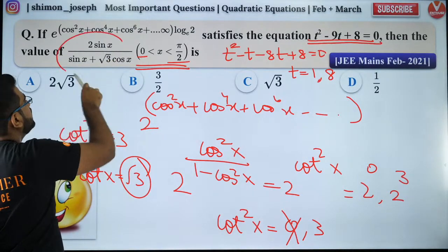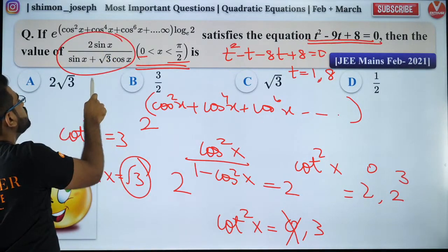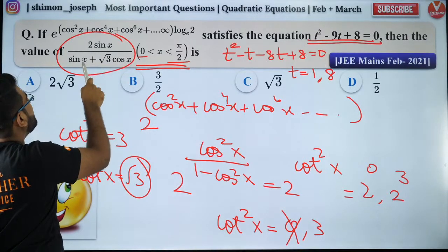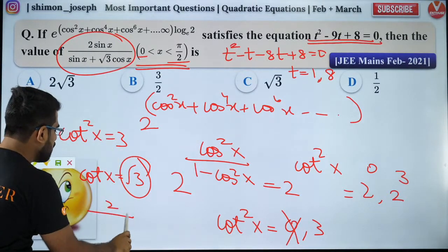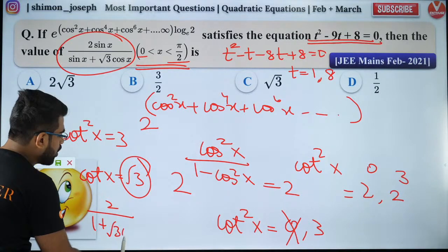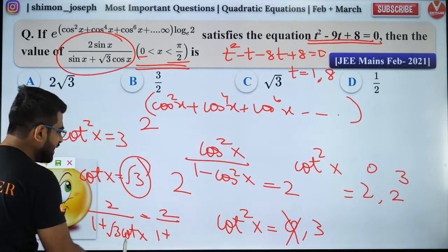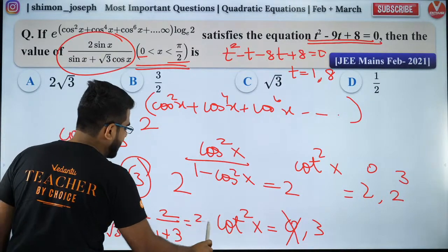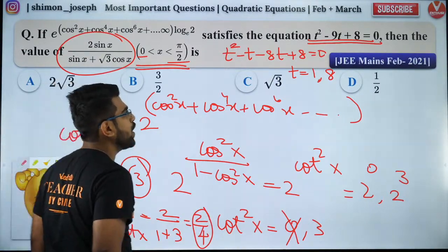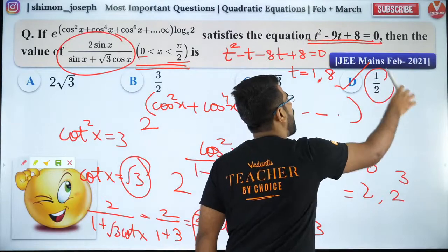Now divide. This is what you have to find out. Divide numerator and denominator by sin x. So you'll have 2 by 1 plus root 3 cot x. So it will be 2 by 1 plus root 3 into root 3, which will be 3. So the answer is 2 by 4, which is 1 by 2. And that is option D.